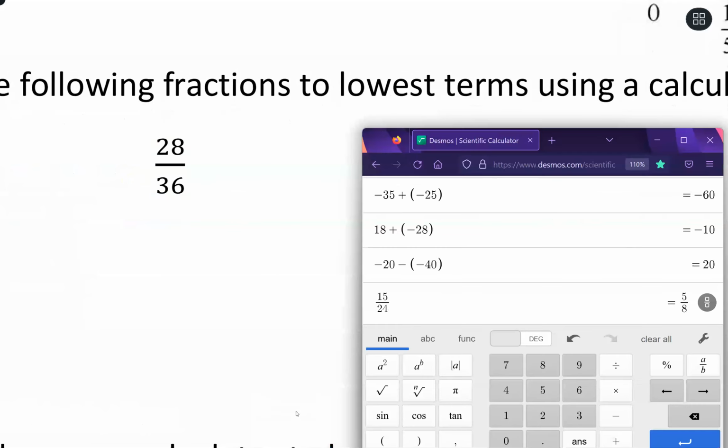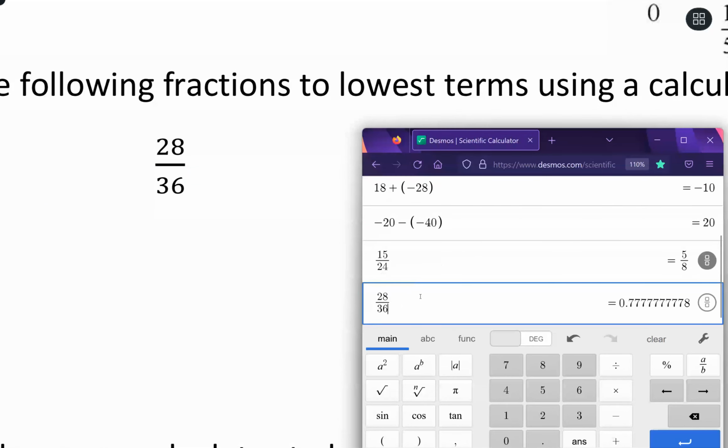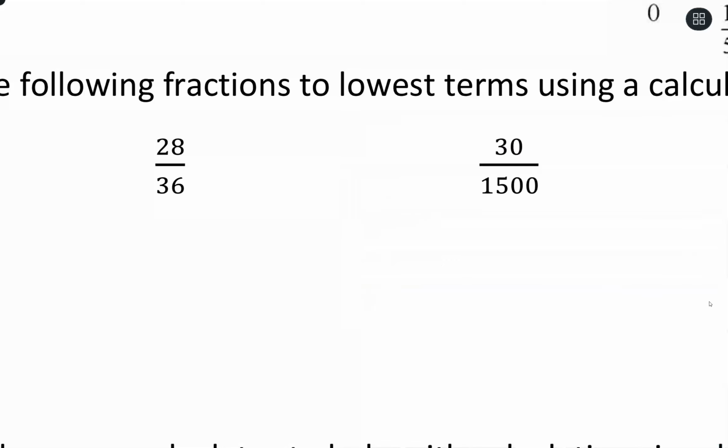For this next example, 28/36, let's say we just want the calculator to do the work for us. I would type in 28/36, which gives me this big old decimal, but I'm going to convert to fraction and see that that's equivalent to 7/9. And if I just wanted to double check, I could see if I divided out 4 from both the numerator and denominator, that's exactly what we would get.